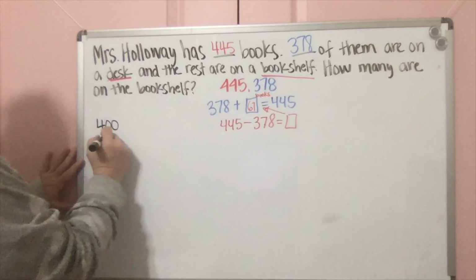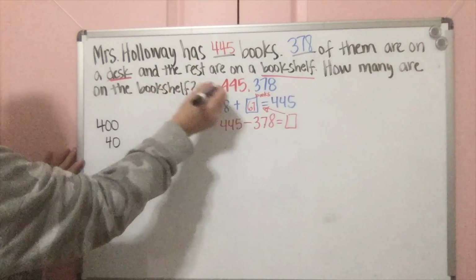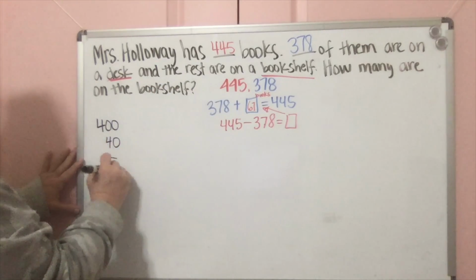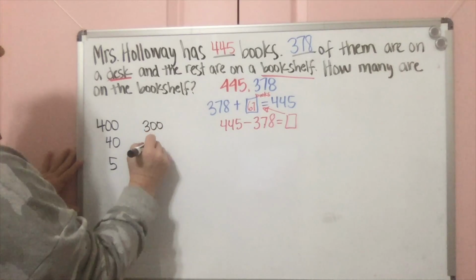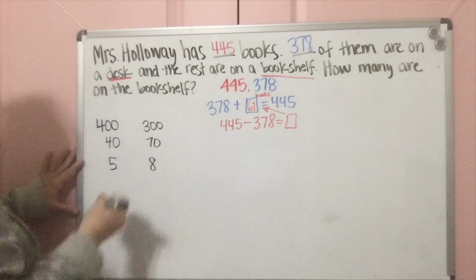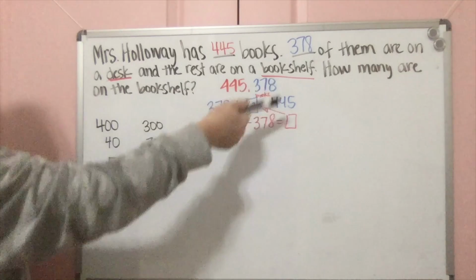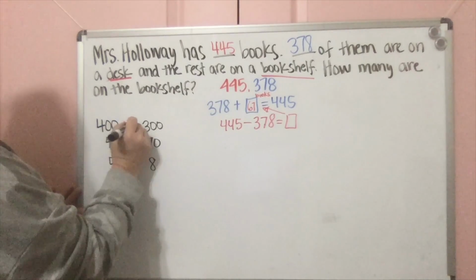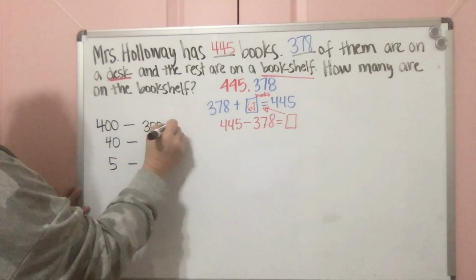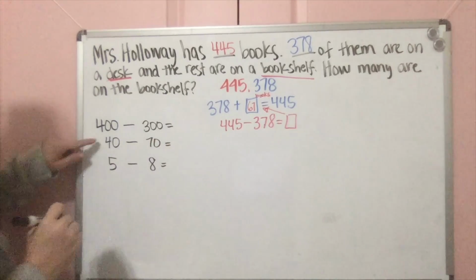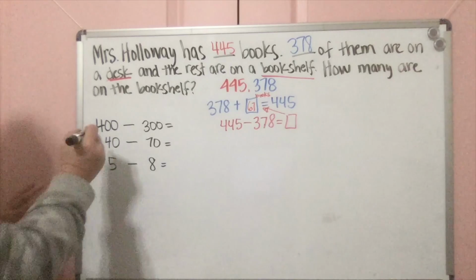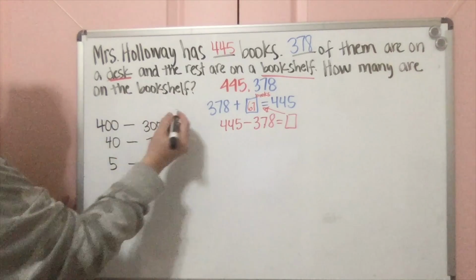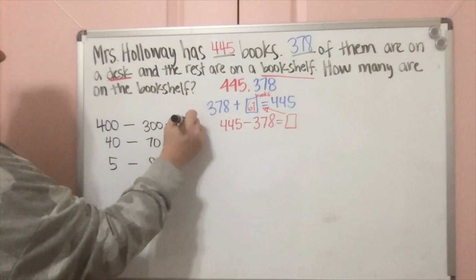I'm going to take these numbers and expand them, 445. And then I've got 378. And we are subtracting that to get this number. So I'm going to have to subtract. And look, you will see that you will need to use negative numbers because 40 is smaller than 70. So I'm going to go ahead and subtract 400 minus 300 is 100.